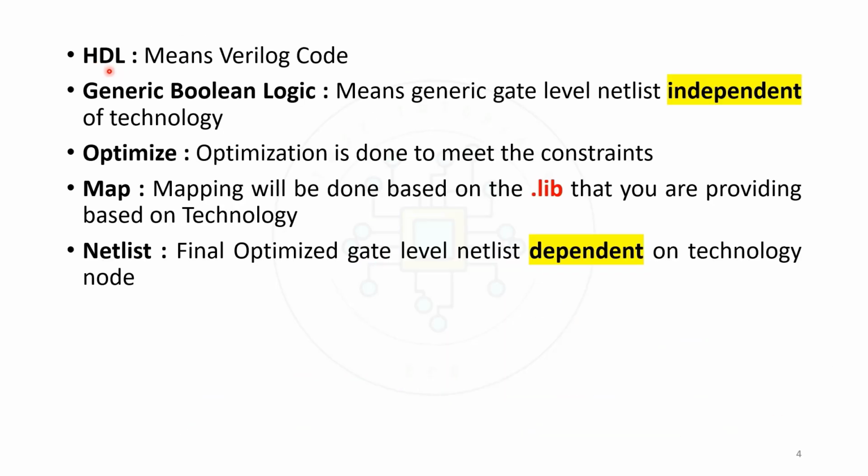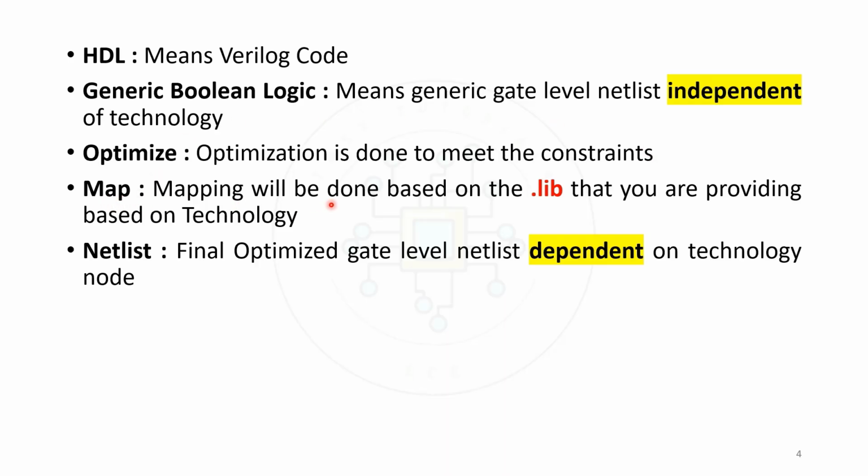Here HDL stands for hardware description language, means our Verilog code. Next, generic Boolean logic means generic gate-level netlist, which is independent of technology. So here generic gates get inserted, which is not technology dependent. Then optimization will happen. So optimization is done to meet the constraint. So generally you can take optimization as something called a Boolean minimization, so that our best PPA can be achieved. That is, power, performance and area are our main goals in synthesis.